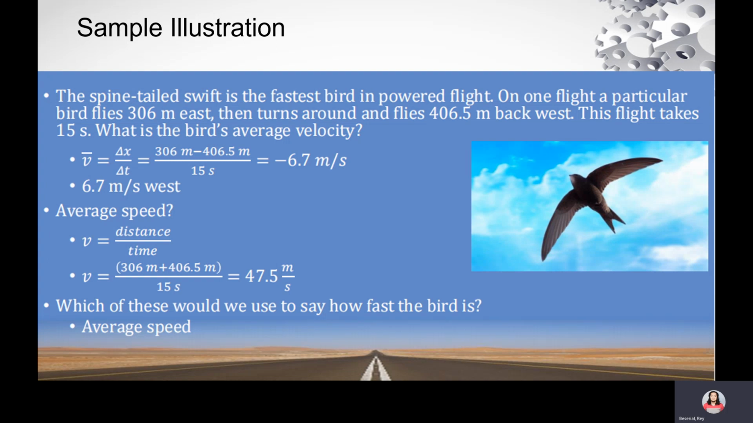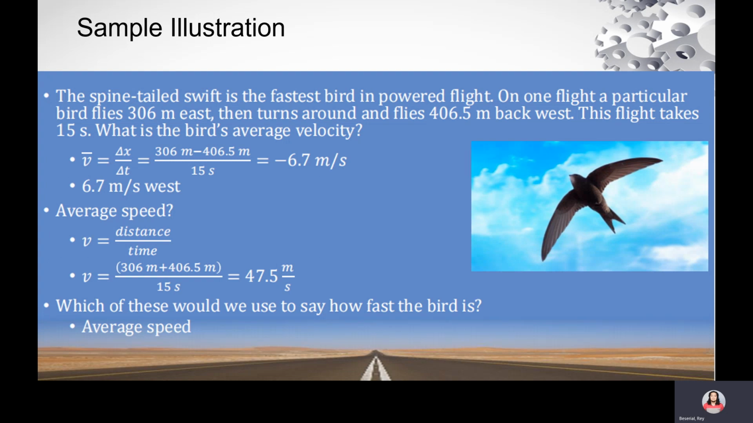So, kukunin natin yung kanyang velocity. So, again, ang formula natin is delta x over delta t. So, nandito, ang ipinasok niya dito is 306 minus 406.5 meters over 15 seconds kasi given naman ang ating delta t. And then, ang value natin is negative 6.7 meter per second.